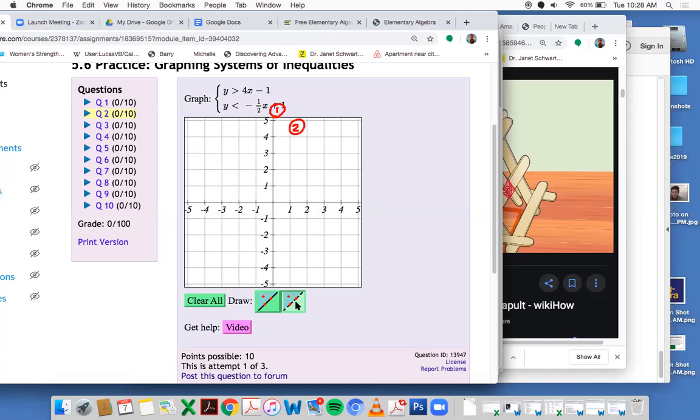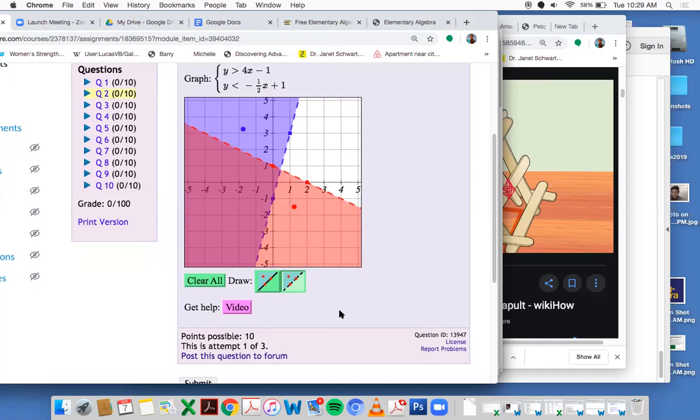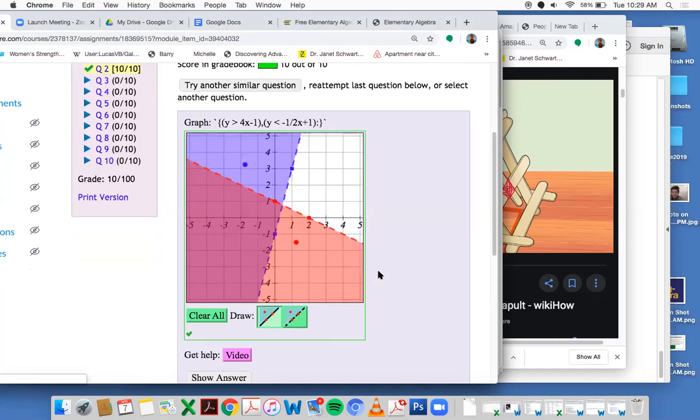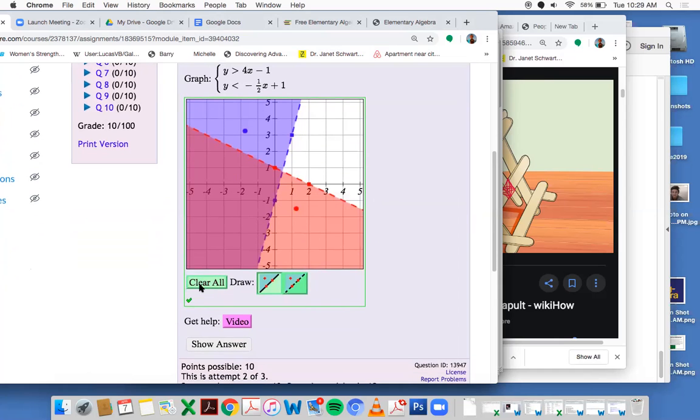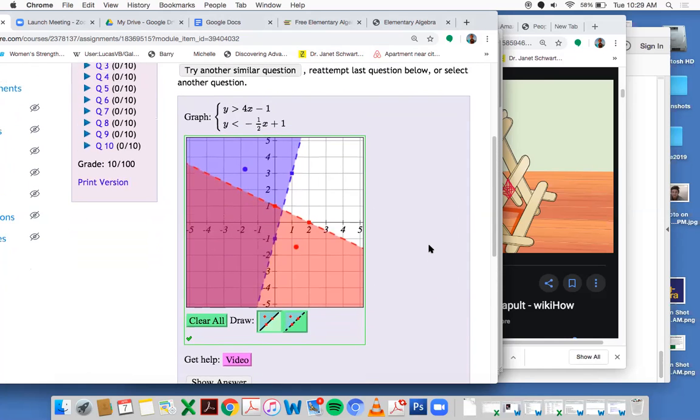Okay, so for the first line, -1, slope is 4/1, and I need to shade above. For the second line, I start at 1, I go 1 down, 2 across, and then I need to shade below. Okay, let's see if this is good. So we're going to submit. Green check mark means that you got it correct. So full credit.